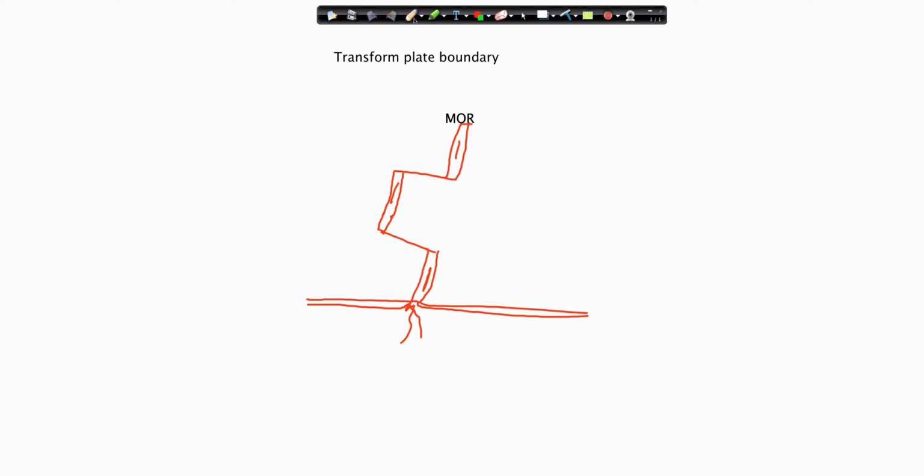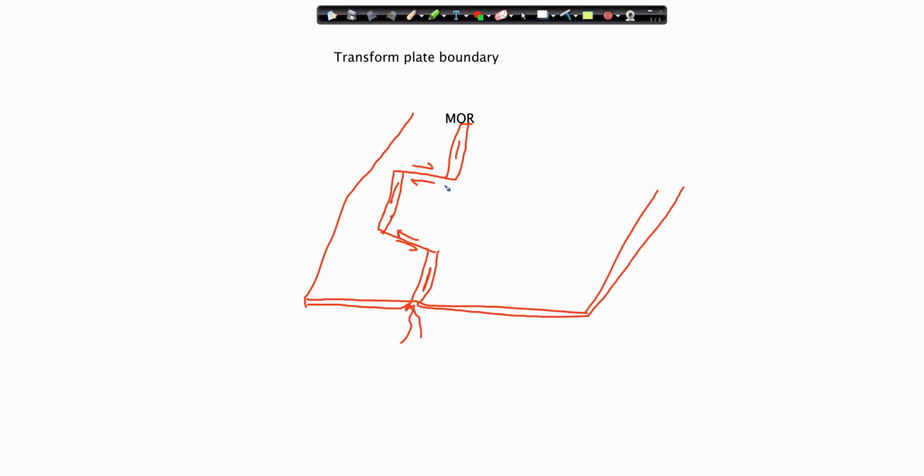The area between them, this side is moving this way, this side is moving that way, that is your transform plate boundary. Transform plate boundaries move horizontally past each other. So the mid-ocean ridge is actually divided up into sections. And you can see, because it doesn't spread all at equal points, that it moves, and it's not all one straight line, but between those two, you have your transform plate boundaries. So they move horizontally past each other.